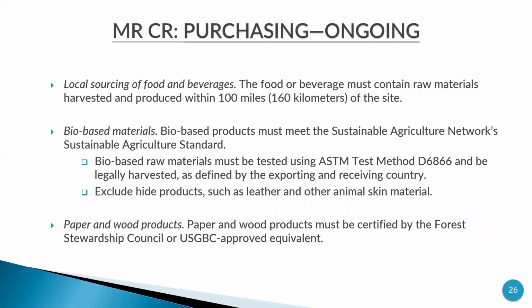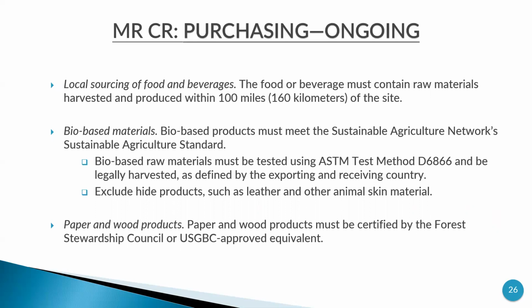So local sourcing of food and beverages. The food and beverages must contain raw materials harvested and produced within 100 miles of the site. And bio-based materials: bio-based products must meet the Sustainable Agriculture Network standard, which means bio-based raw materials must be tested using ASTM test method D6866 and legally harvested as defined by the exporting and receiving country. This excludes hide products such as leather and other animal skin material. Paper and wood products must be certified by the Forest Stewardship Council or a USGBC-approved equivalent.